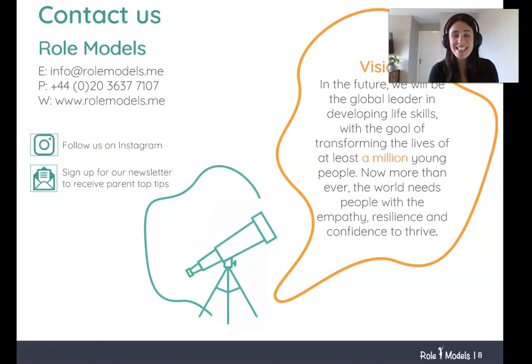I hope those 4 ideas have been helpful, simple, practical things that we can do in our everyday practice in the classroom to help our pupils develop life skills that will really help them thrive.